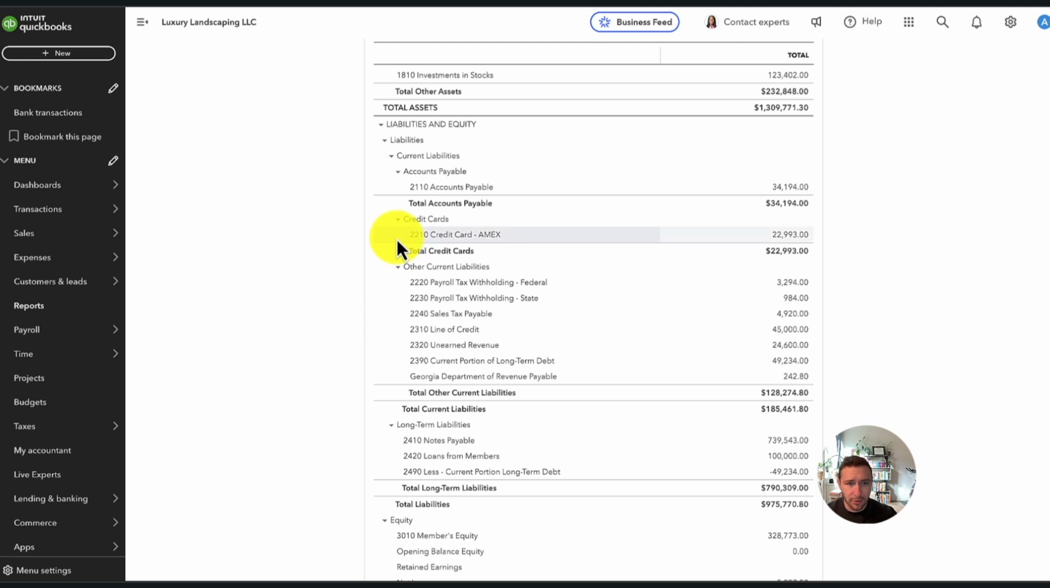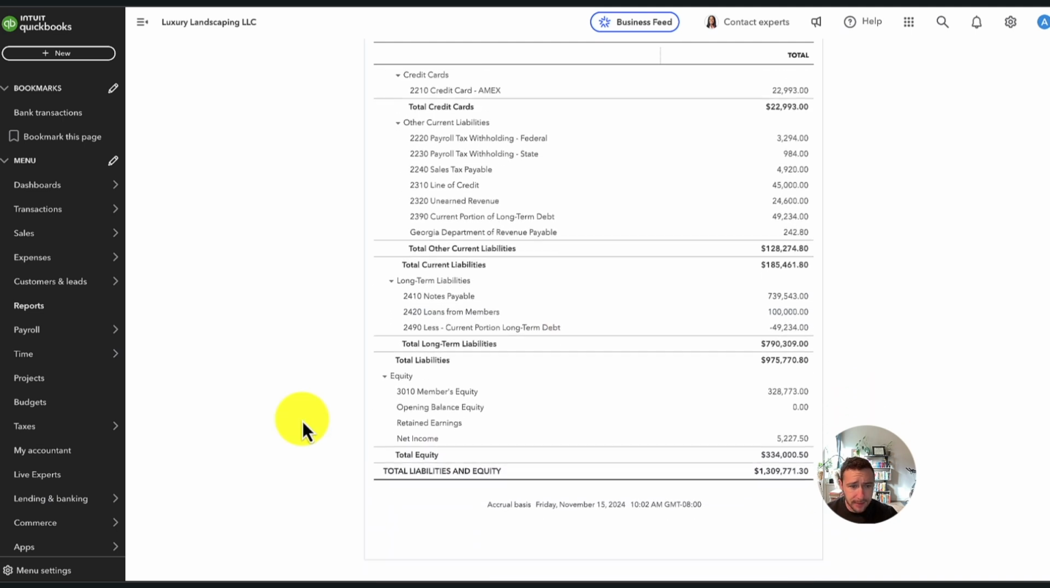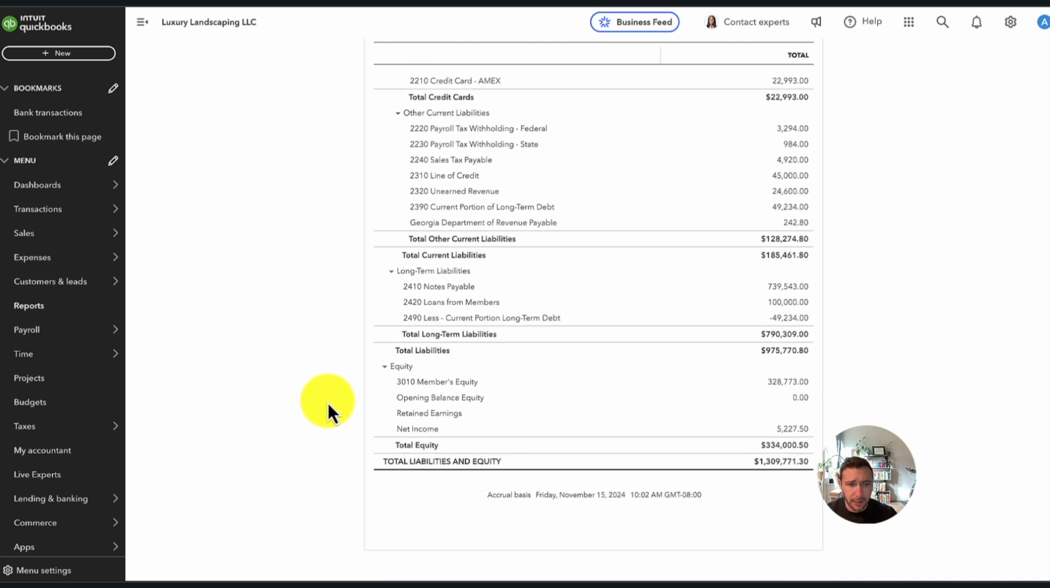You'll see things like a credit card, notes payable, loans from members in the business. And lastly, we have equity. This would be any retained earnings from the business you do.